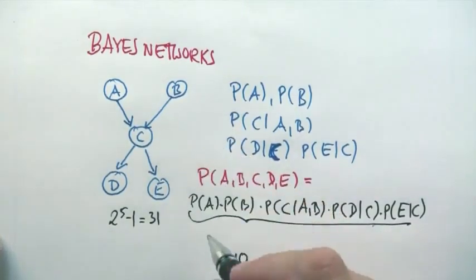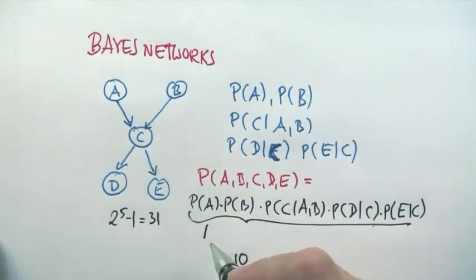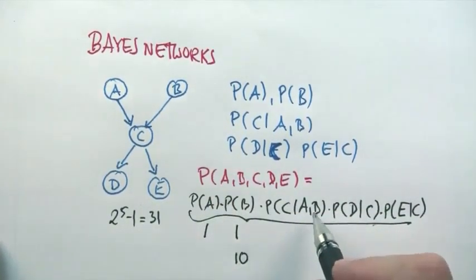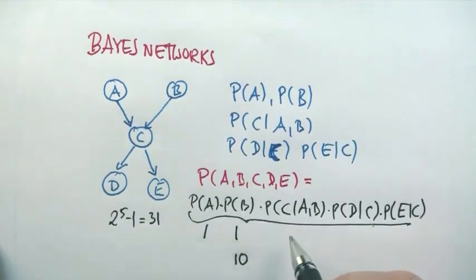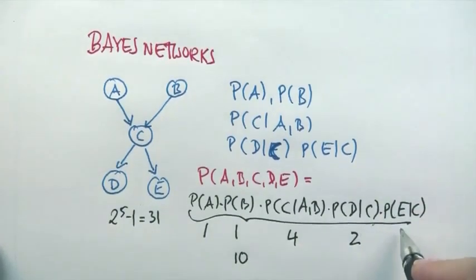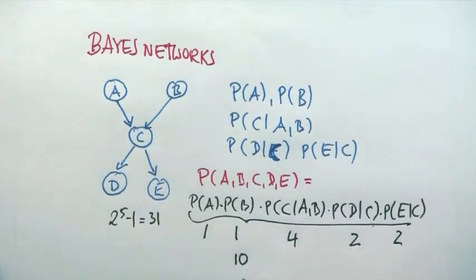P of A is specified by 1 value, from which we can derive P of not A. Same for P of B. P of C given A and B is derived by a distribution over C conditioned on any combination of A and B, of which there are 4 if A and B are binary. P of D given C is 2 parameters, for P of D given C and P of D given not C, and the same is true for P of E given C. So if you add those up, you get 10 parameters in total.